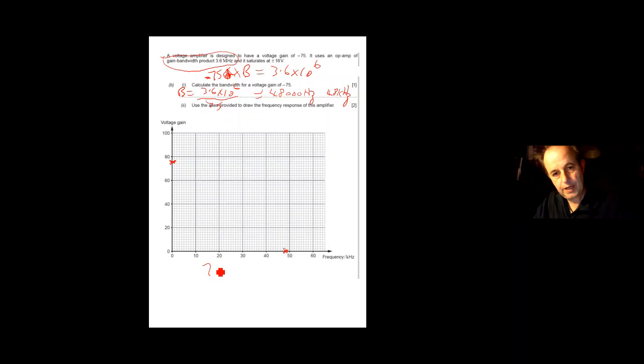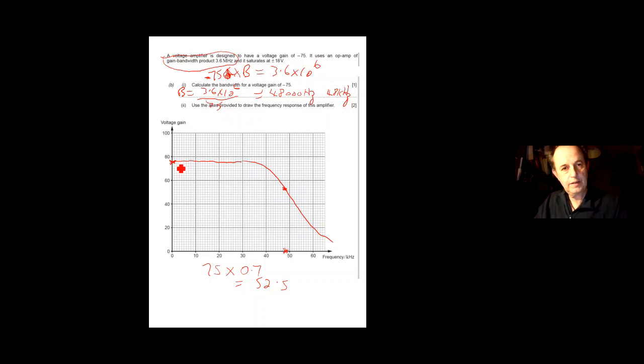If I take that 75, multiplied by 70%, the easiest way to do it is just multiply by 0.7. That would give me 52.5. So I know at this particular point, I'm going to go down to 52.5, which is roughly about there. Looking at it, now what you've got is the characteristic. Now, it doesn't matter where you start dropping. I'm going to start dropping there and it tails off. A graph like that would be fine.